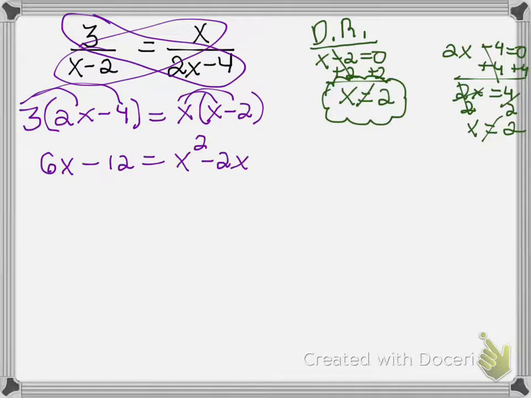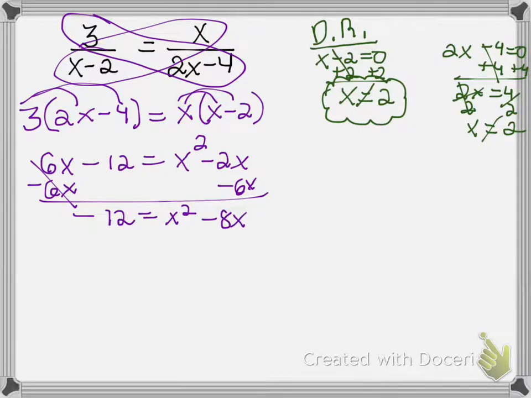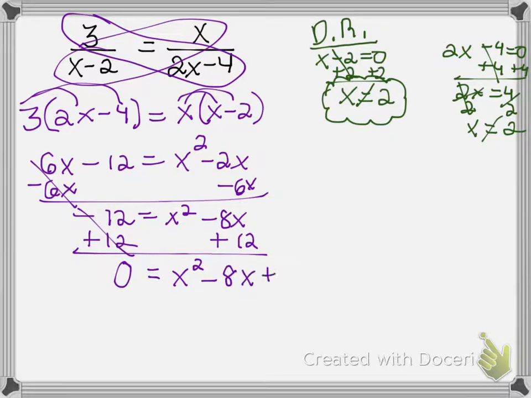Now, if you notice, I have a variable that is squared, the x squared. And you see how it's on the right side? That means I have to bring everything to that right side and make the equation equal 0. So I'll move this 6x over to the right side by subtracting 6x on both sides. Bring down my negative 12. And that gives me x squared minus 8x. And then I still got to bring that negative 12 over to the right side, so I'll add 12. And that will equal 0. And it'll be x squared minus 8x plus 12.